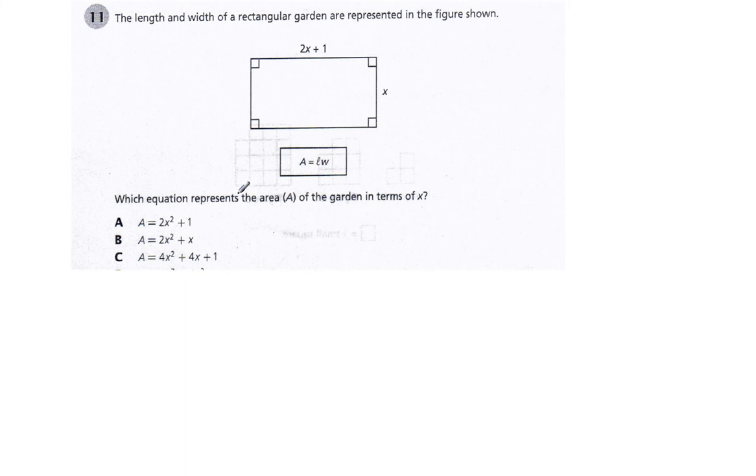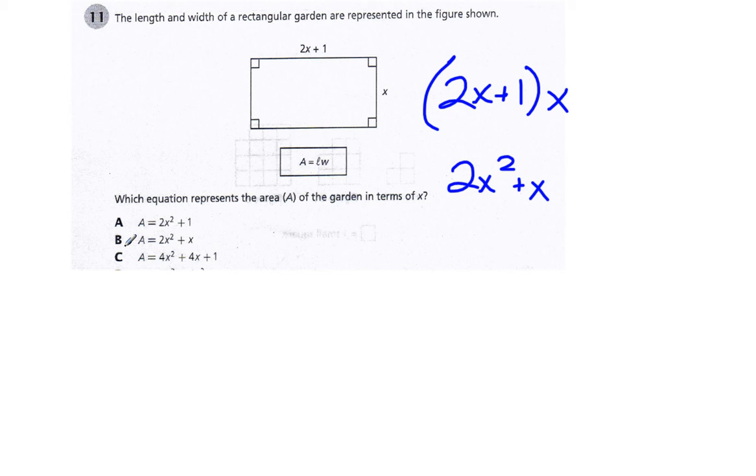Number 11. We've seen problems like this, and this one's even easier than usual because all it wants is the equation for the area. So really we're just saying what's 2x plus 1 times x. So we distribute a little bit, we get 2x squared plus x. And that's our answer. Hooray.